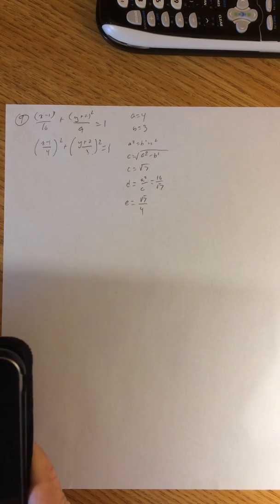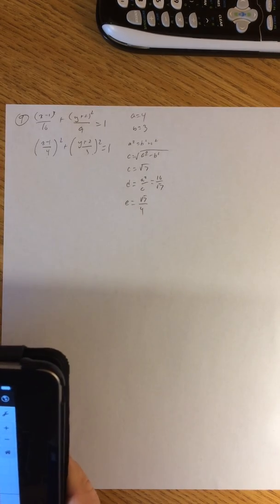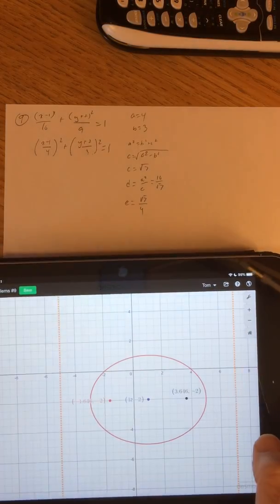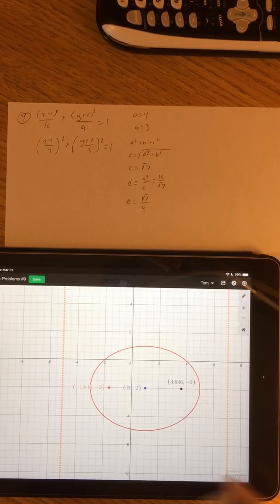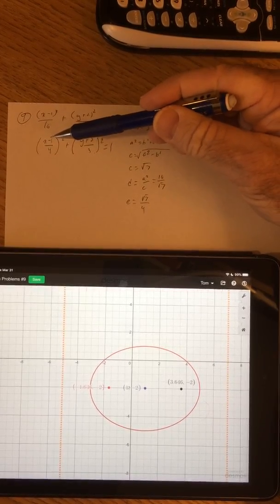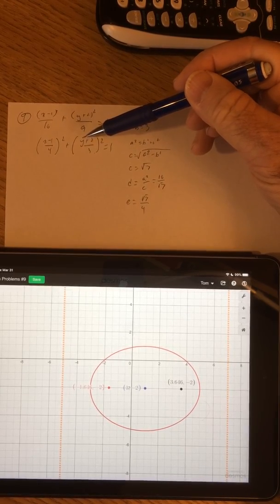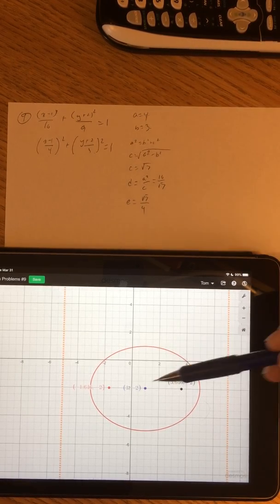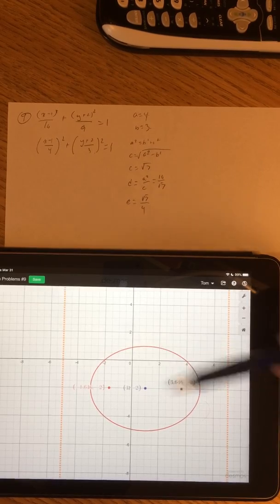All right, now I will post graphs on Desmos, and you guys go to Desmos, and I'll give you the link for this. And this is the ellipse we're looking at right there. Okay. Center at 1, negative 2. Major radius of 4, minor radius of 3. So if I go from here to here, that's 4 units. Here to here, that's 3 units. From here to here, that's the square root of 7.